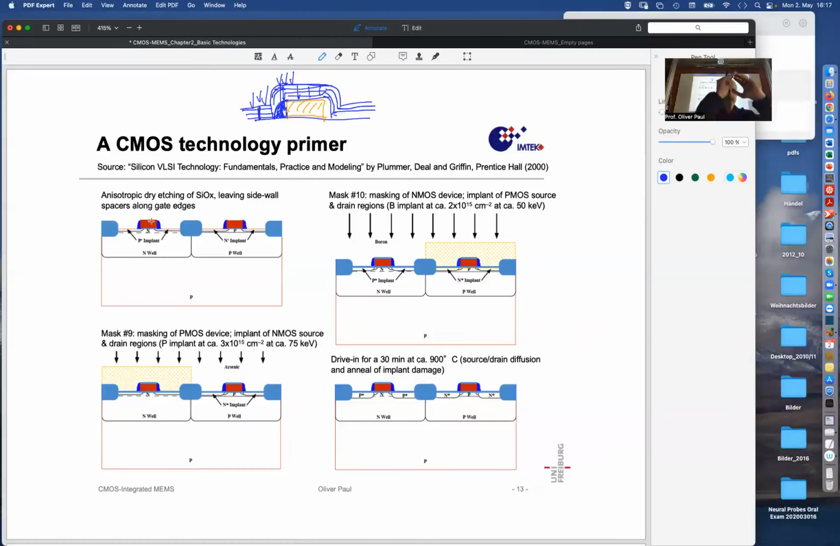So now we have effectively widened the gate by these blue sidewall spacers, and that's needed for the subsequent source and drain implants. So first we do the P implant, the phosphorus, or now it says P implant, and then here it says arsenic. Yeah, so this is a contradiction. It's an arsenic implant. Yeah?